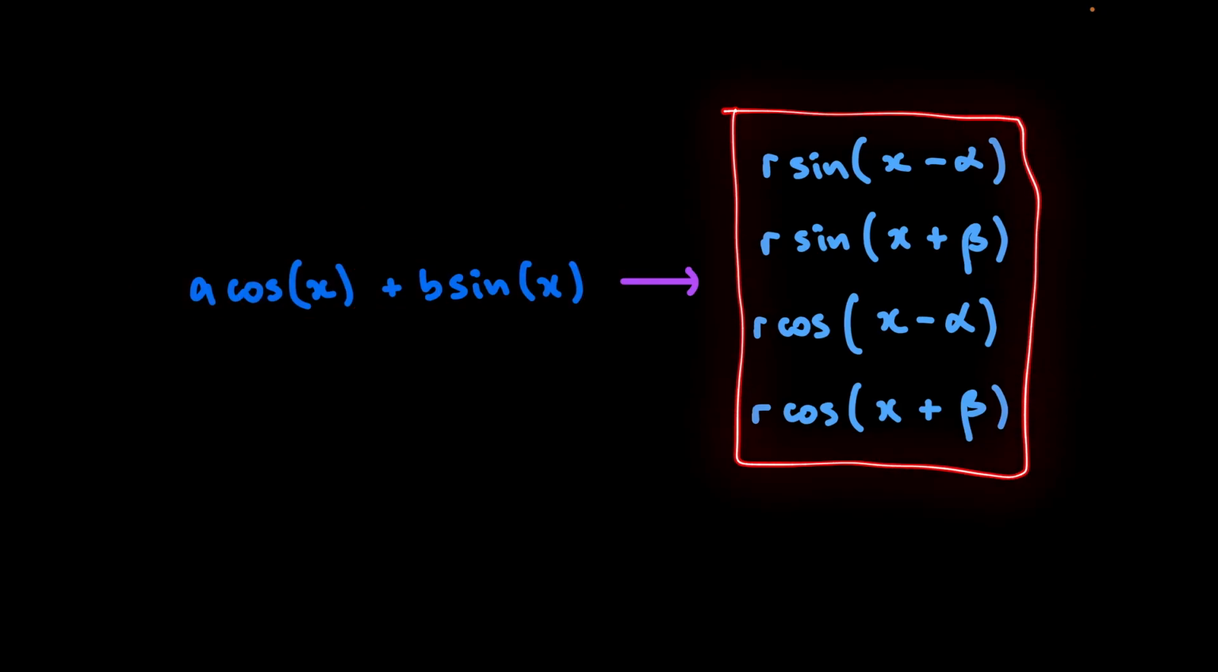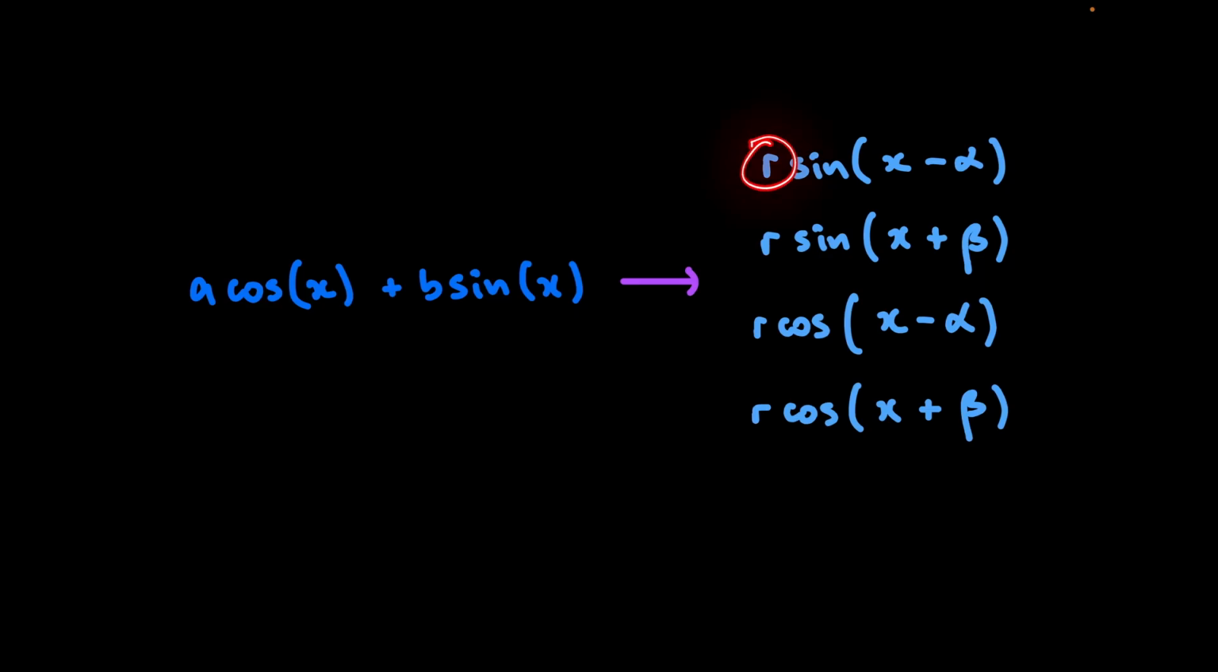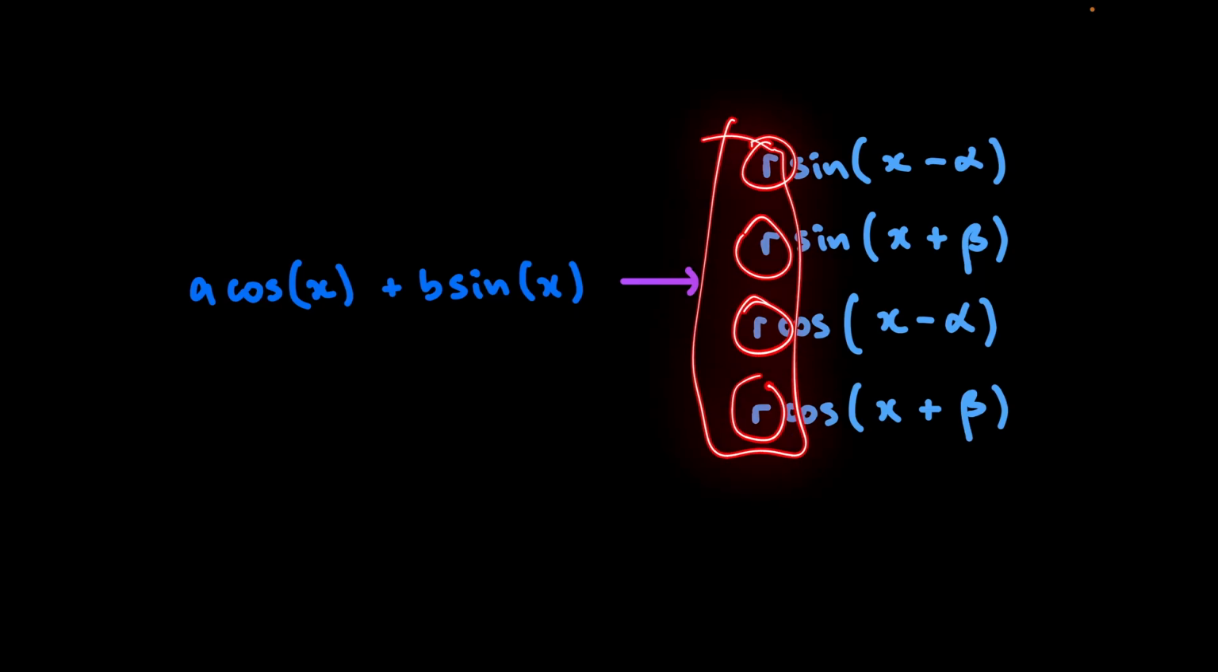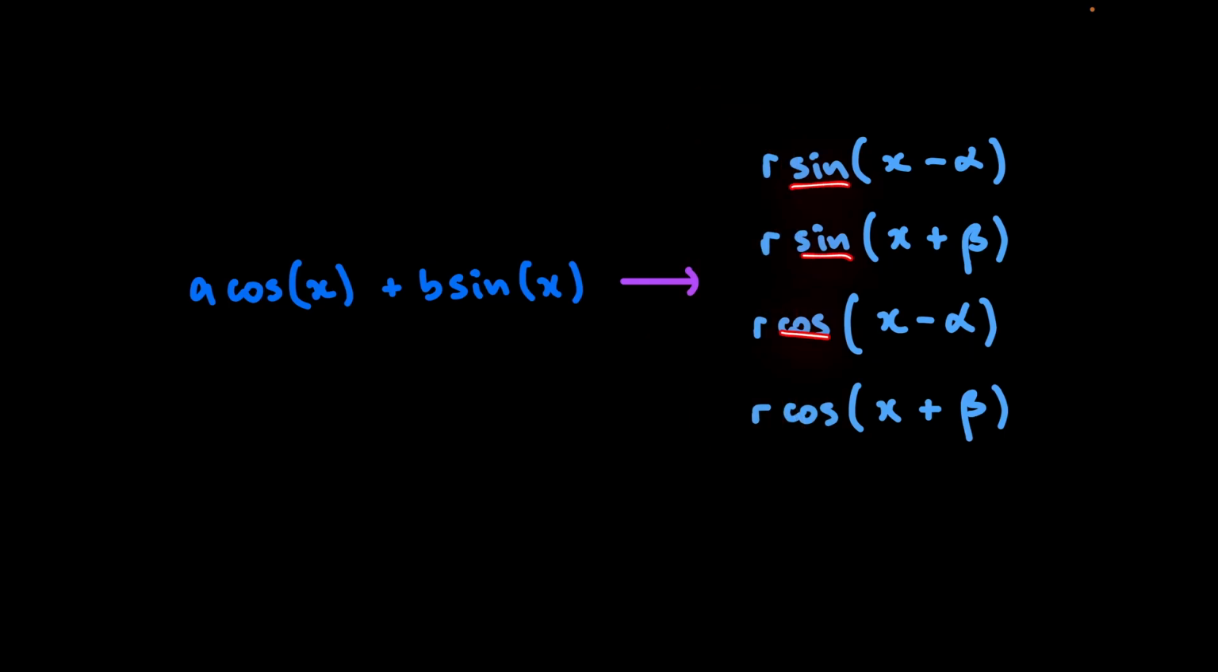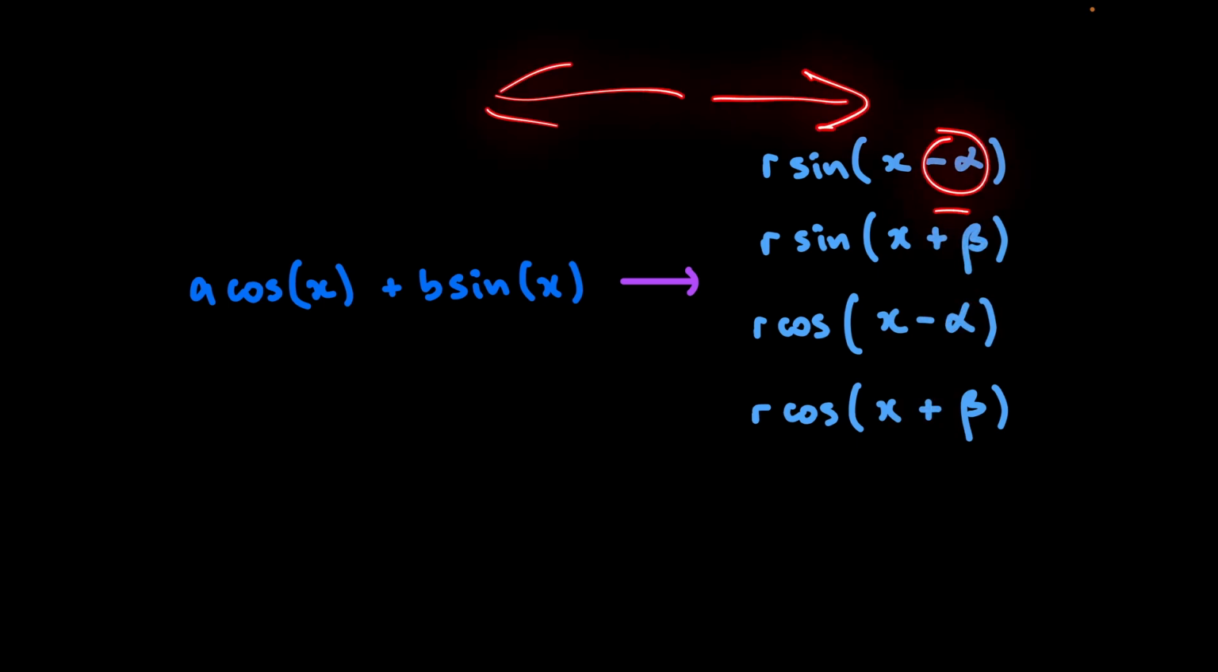these four forms here. You're going to have the r value, which in this case is the magnitude or the amplitude of the function, followed by either sine or cos, as well as the x, in this case the variable, and a phase shift. And the phase shift is pretty much a horizontal translation towards either the left or the right. Okay, and this is called a phase shift.